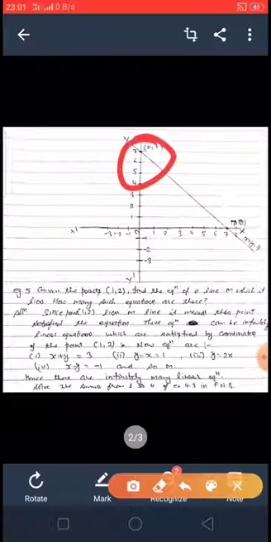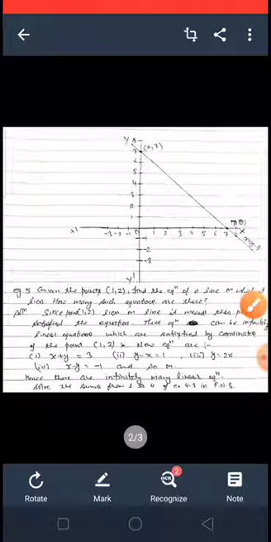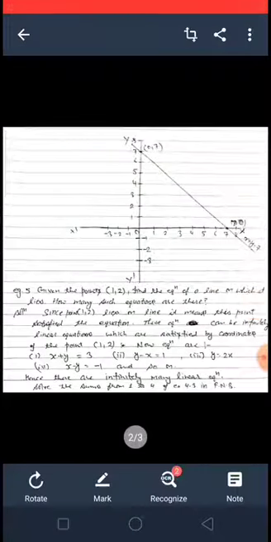Clear? Now the solutions are 0, 7 and 7, 0. So 7, 0 is here and 0, 7 is here. Now join these two points. Clear? When you join these two points using a scale, there are a few students who use a geometry box, pen, pencil, ID card, etc. You have to remember not to use other things without a scale. Clear? Now when you join these two points using the scale, you will get your solution.